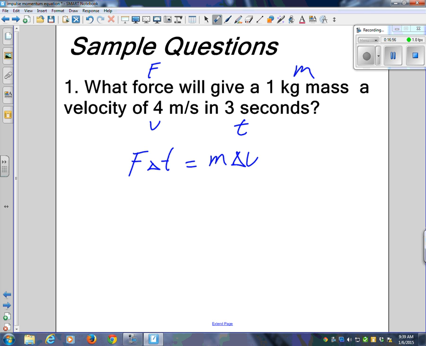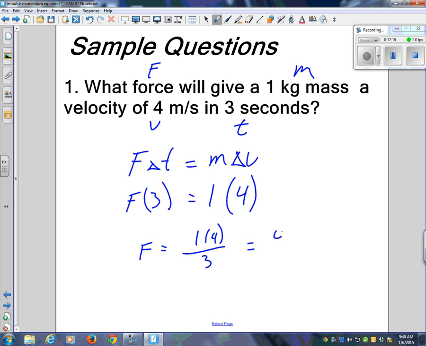Solve for force. The change in time is 3 seconds. The mass is 1, and the change in velocity, it goes from rest, goes from 0 to 4. The delta V is 4, right? That's pretty easy. Those are the kind of questions you might expect to see in a multiple choice format, right? Because they're pretty simple.